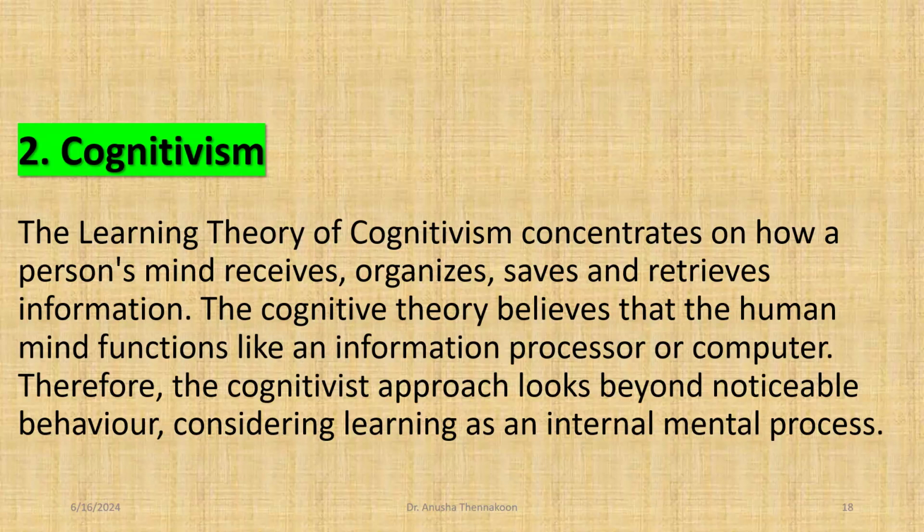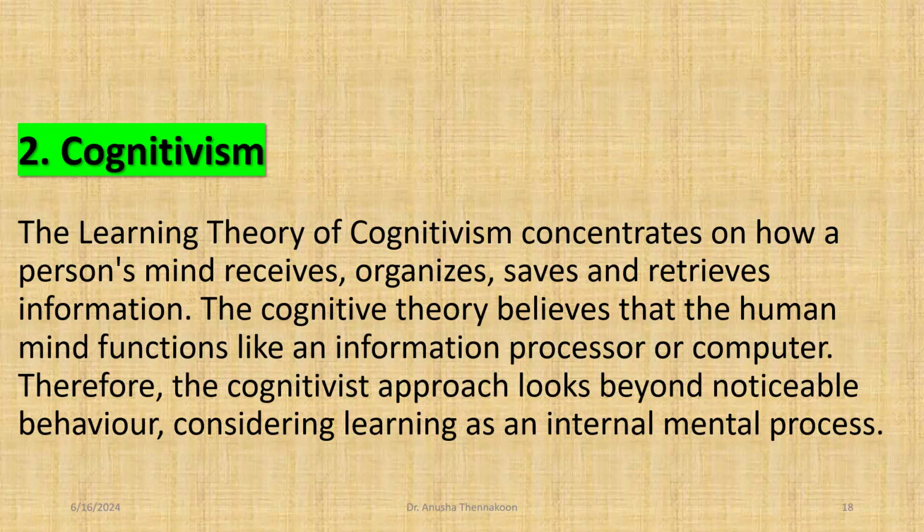The cognitive theory believes that the human mind functions like an information processor or computer. So we are living in a world where artificial intelligence plays a major role. AI, ChatGPT, all these things are there. But whatever it is, there is no instrument which can be made equal to the human brain. The complexity of the human brain is more complex than the complexity of a computer.